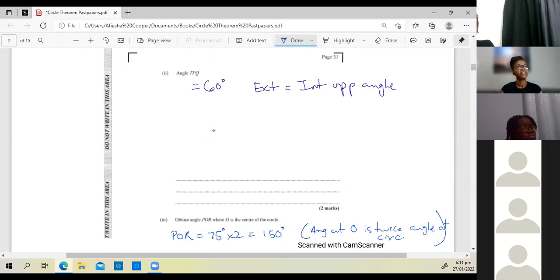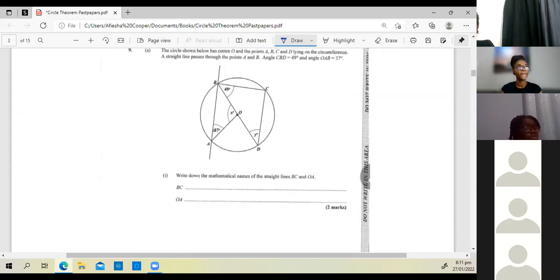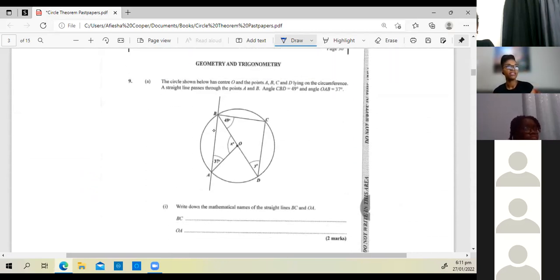All right, let's go on. Number 9A, the circle below. The circle shown below has center O, points A, B, C, and D are on the circumference. A straight line passes through the points A and B. Angle CBD is 49 degrees. Angle OAP is 37. Write down the mathematical names of the straight lines.